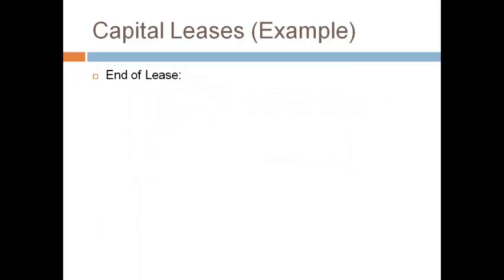At the end of the lease, the lessor receives the bargain purchase option payment from the lessee and removes the last amount of the lease receivable. The lessor already removed the cost of the asset at the beginning of the lease and does not remove it again at the end of the lease.